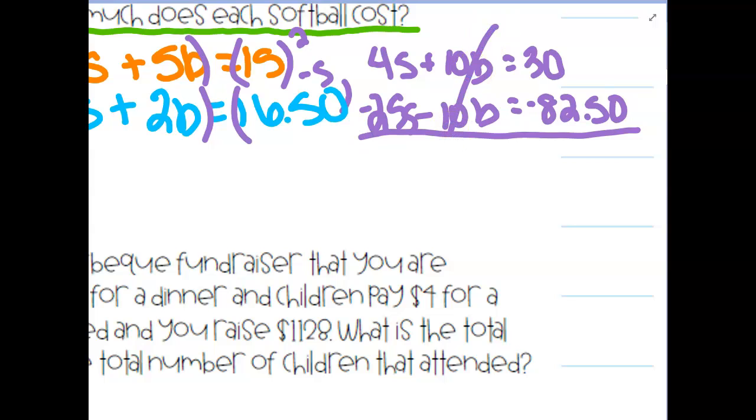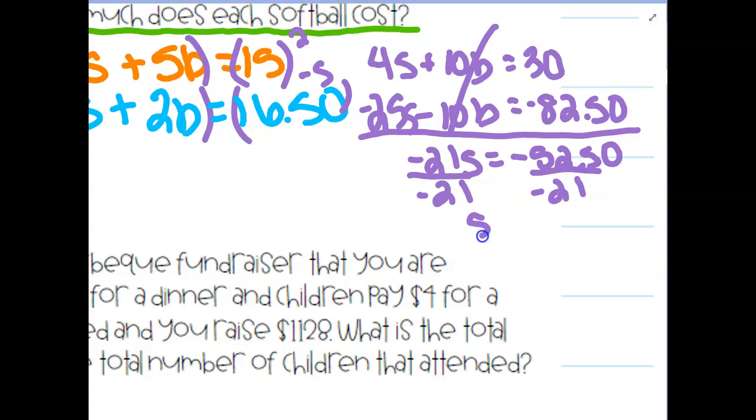Notice the b's cancel out. 4s and negative 25s gives me negative 21s. 30 and negative 82.5 gives me negative 52.50. And divide by negative 21. I need some help here too. I think I know what it is, I'm not sure. 2.5. But this isn't an x and a y, this is an s. 2.5. $2.50, right? We're talking about cost.